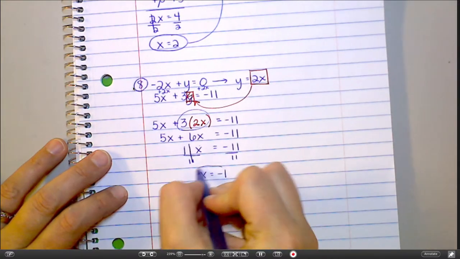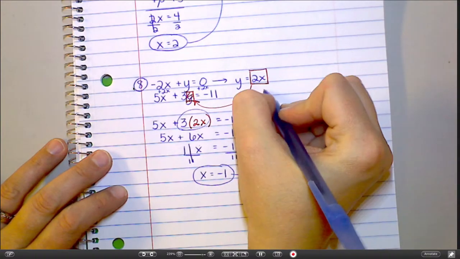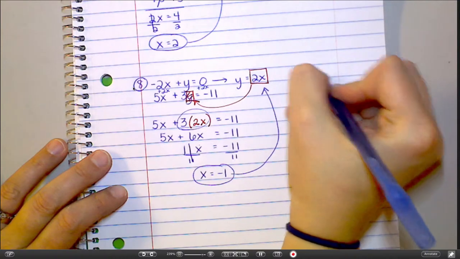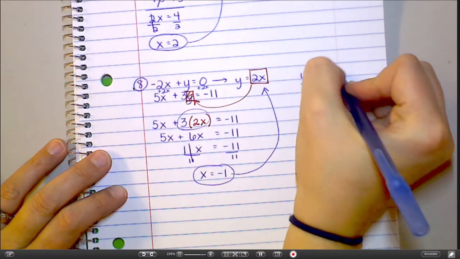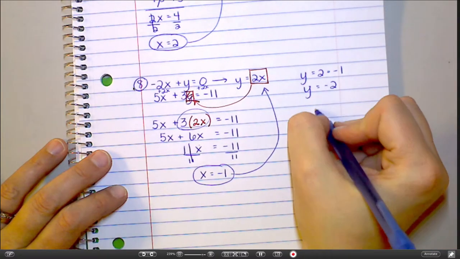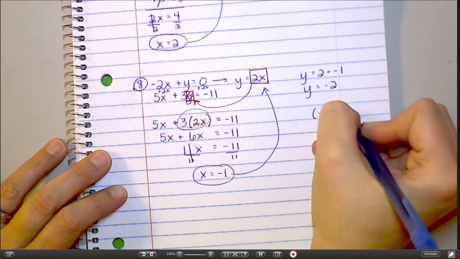And then I would plug that right back in here, where we already have solved for y. So then I would have y equals 2 times negative 1. So y is equal to negative 2. Final answer, negative 1, negative 2.